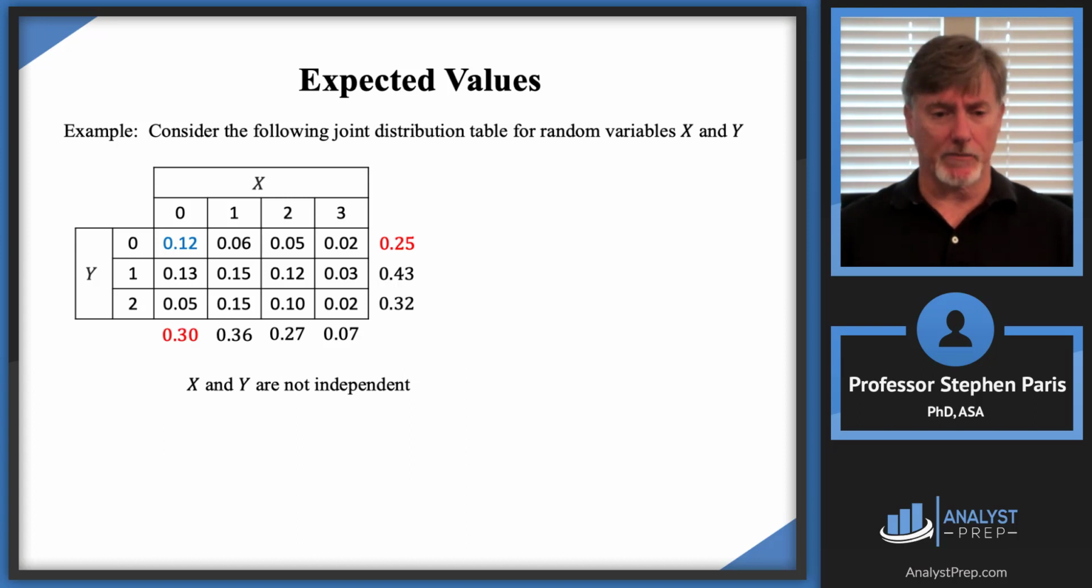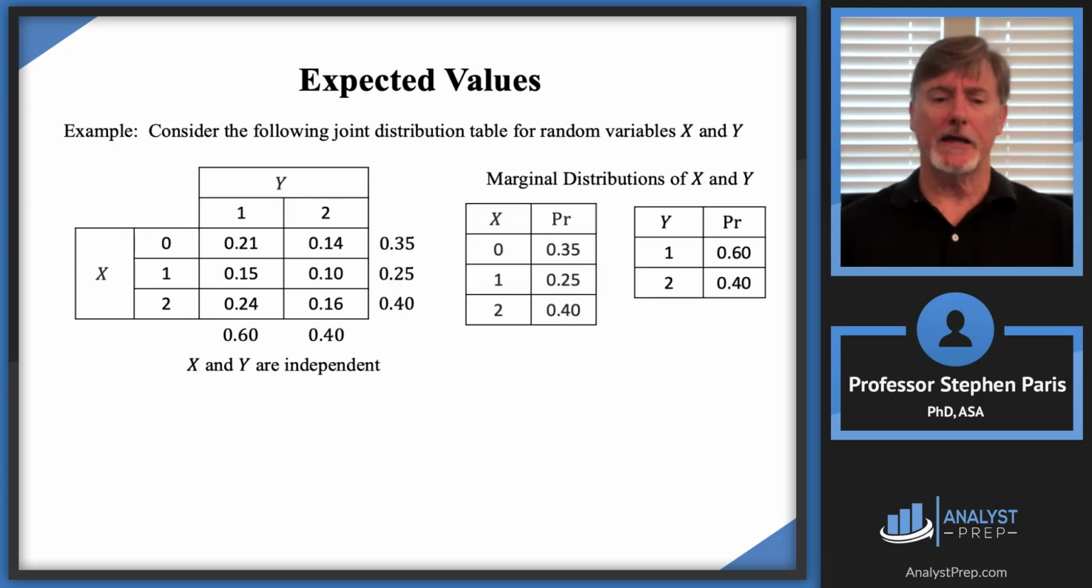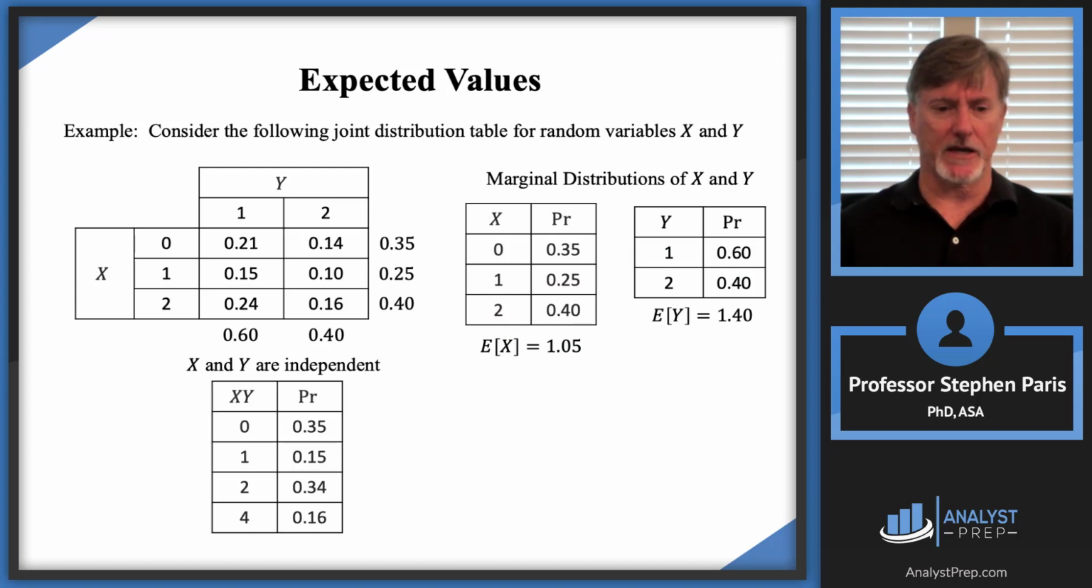But in the example that I've changed it to here, now I have independent random variables. Cap X and cap Y are independent random variables. Let me put in the marginal expected values here. The expected value of cap X is 1.05 and the expected value of cap Y is 1.4. What I want to do now is look, once again, at the product of cap X times cap Y.